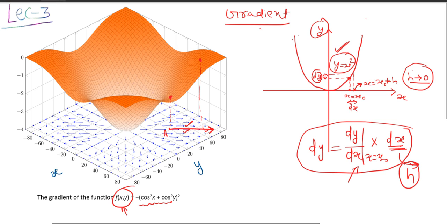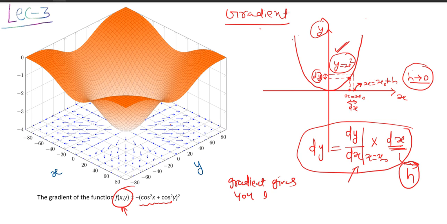That is fine. So the gradient, let me write it here. The gradient gives you the direction of maximum steepness. Maximum steepness means the maximum rate of change.